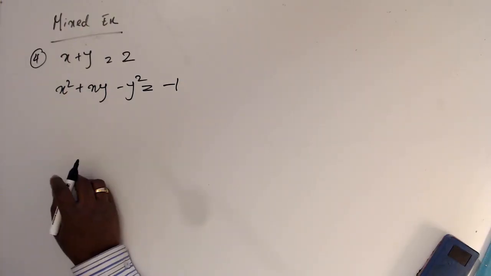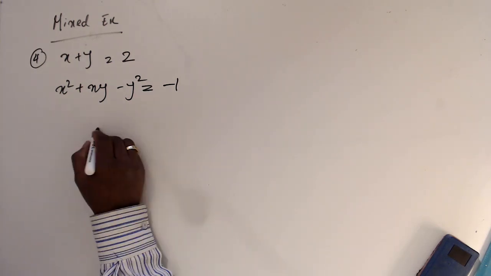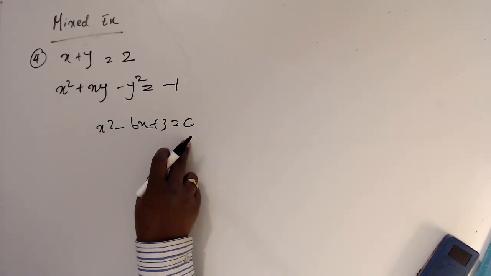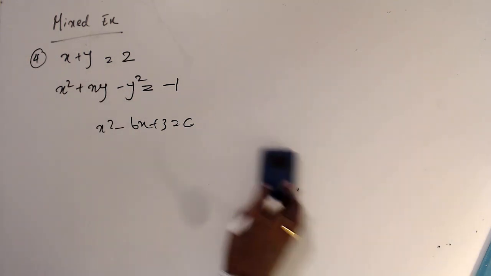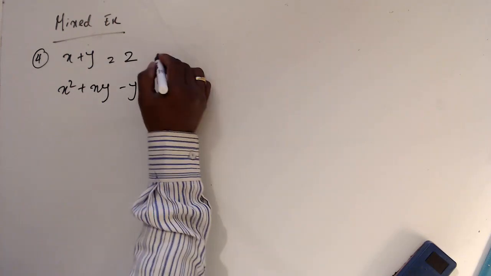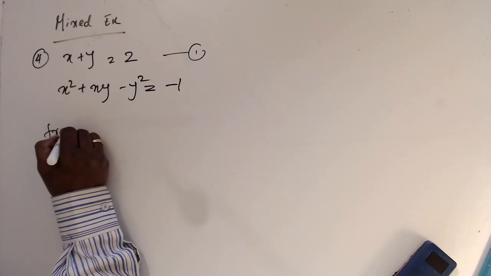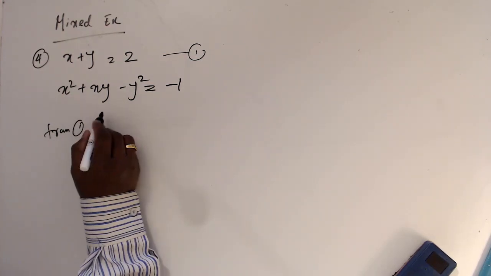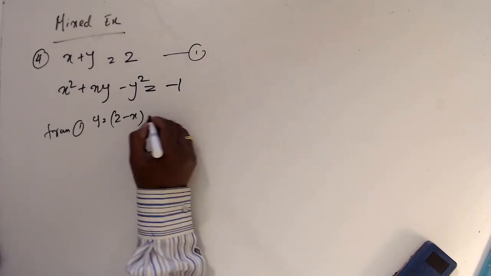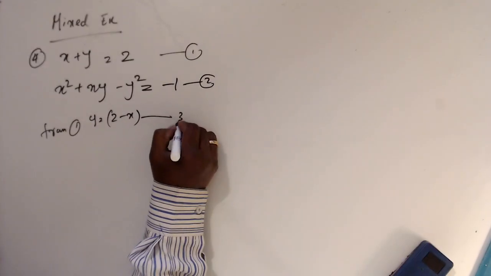Now question number 4. By eliminating y. They give it in the instructions, even if they don't. So we want to show this one, and you can see that in this equation there is no y in there. In that case you have to assume that you have to remove y. So from 1, y equals 2 minus x, then this is 2 and this is 3.